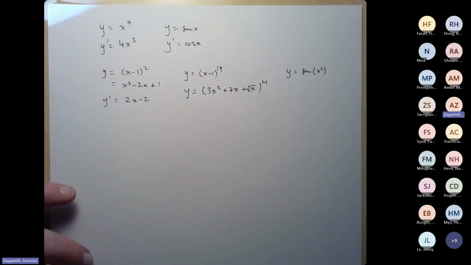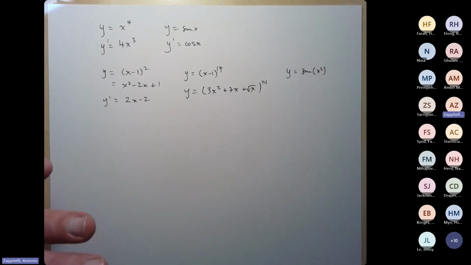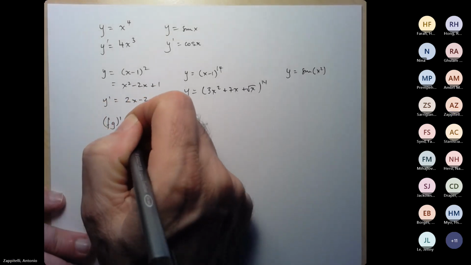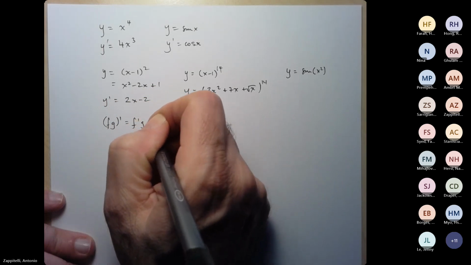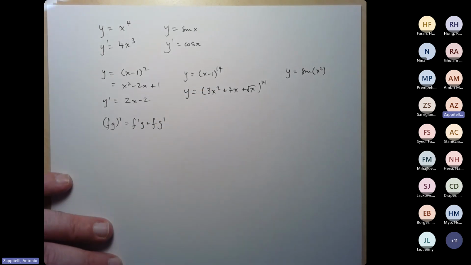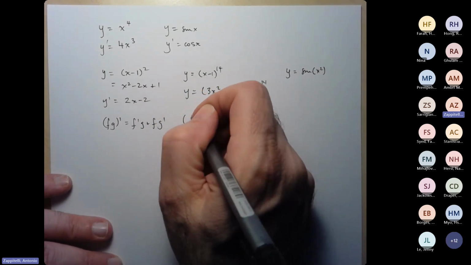Okay, so this is where we have to come up with another rule. So everybody remembers you got the product rule. I think this was the last thing I did when I was here last time. Okay. You have the quotient rule.